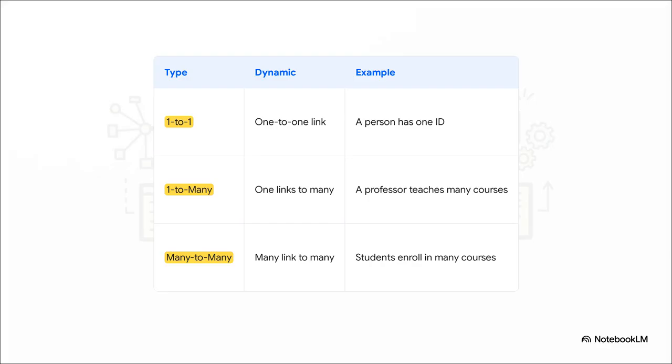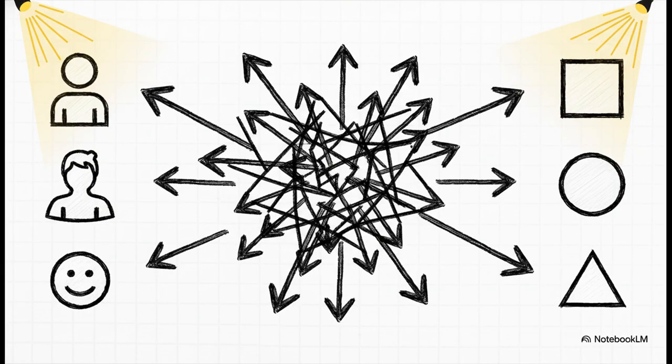Now, these plot lines usually fall into three main categories. First, you've got the one-to-one, which is like a super exclusive link. One person has exactly one national ID. Then you have the most common one by far, the one-to-many. Just think of one professor who teaches many different courses. And finally, we have the many-to-many relationship. And yeah, the many-to-many. This is where things get really interesting, really dynamic. This is where the action, the drama, this is where the cinema truly begins.